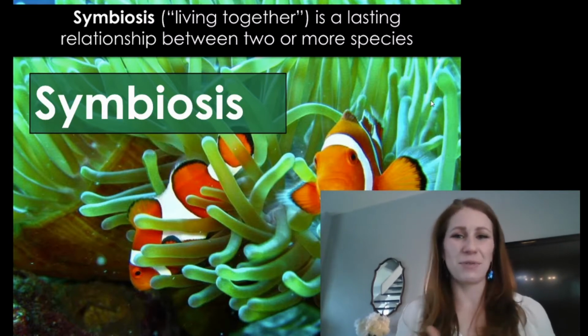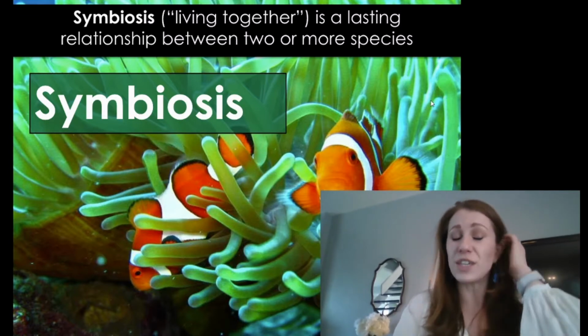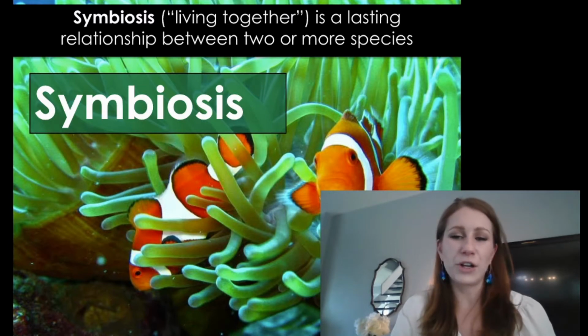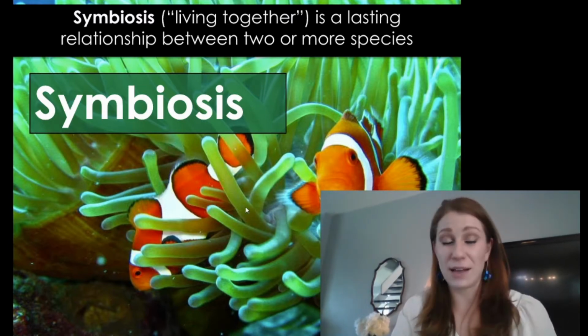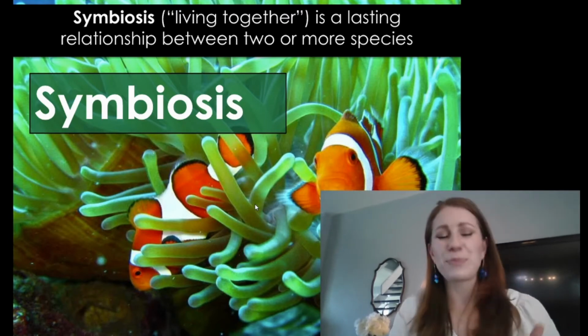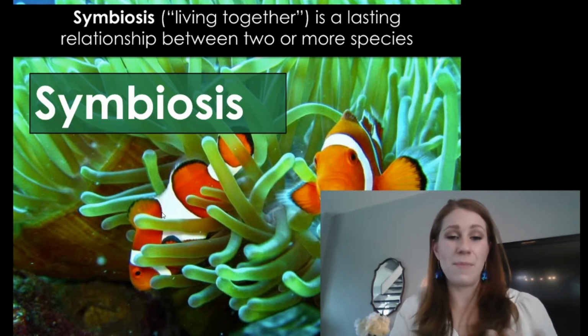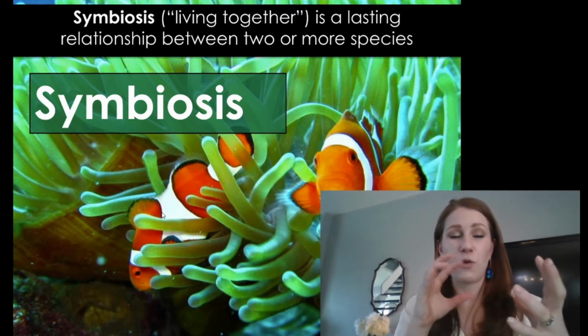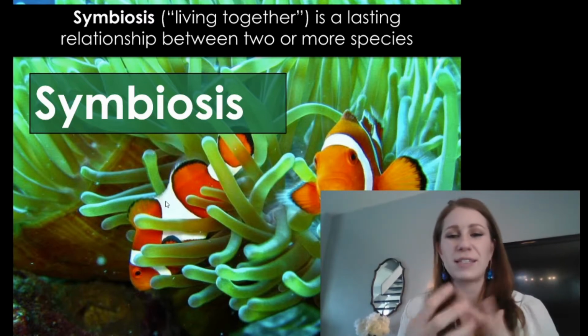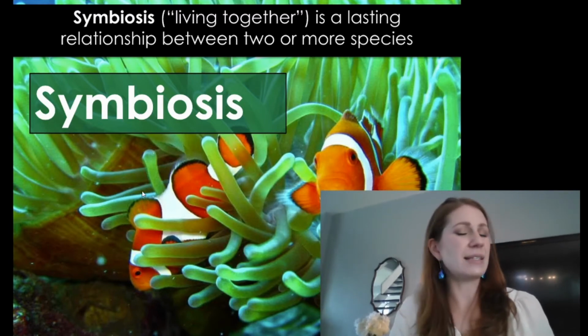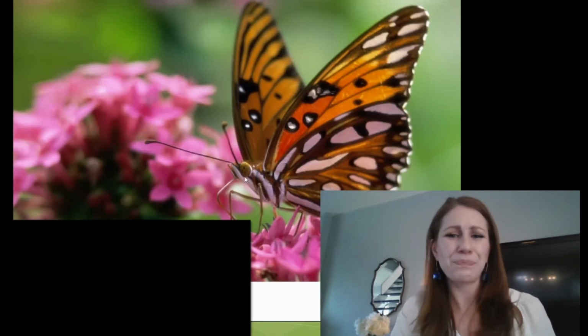It is a lasting relationship between two or more species, and you can see here we have our clownfish, like Finding Nemo, and we have an anemone. I pronounced it right, go me. So these anemone, they kind of create a safe place for these clownfish, and the clownfish will eat anything that tries to get in the anemone's way. So they are living a nice symbiotic relationship together.